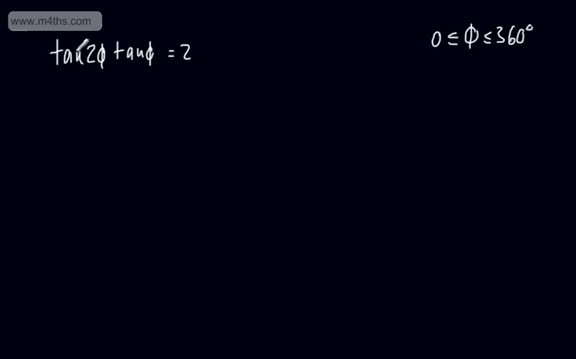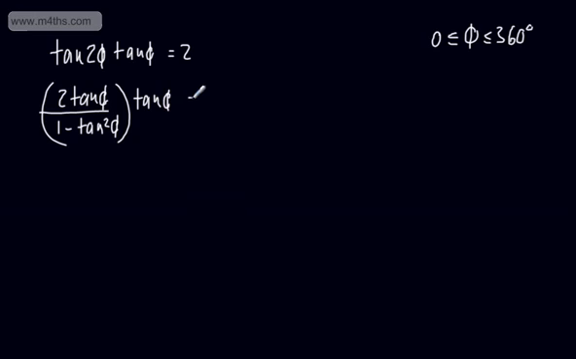So what we could do is write this as 2 tan theta over 1 minus tan squared theta. That is tan of 2 theta, multiplied by tan theta, and that's going to be equal to 2. So what we can see now is I've got here 2 tan squared theta, and then multiplying by the denominator, we're going to have 2 tan squared theta will be equal to 2 lots of 1 minus tan squared theta.